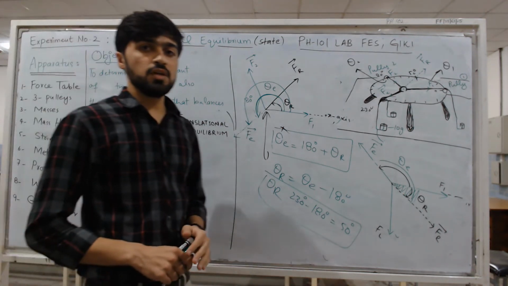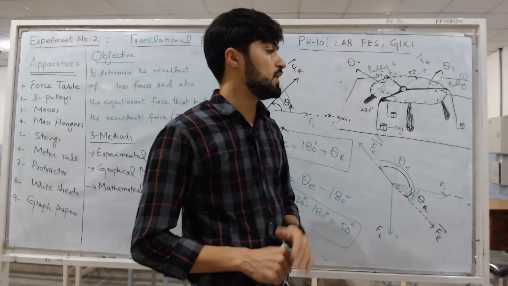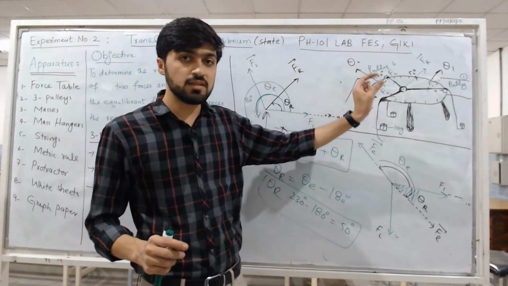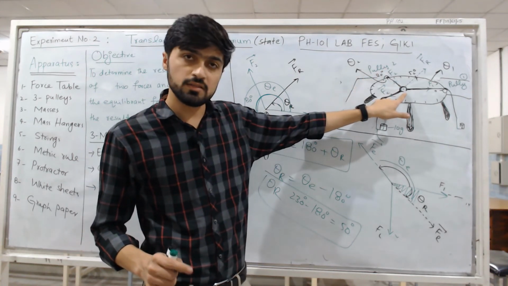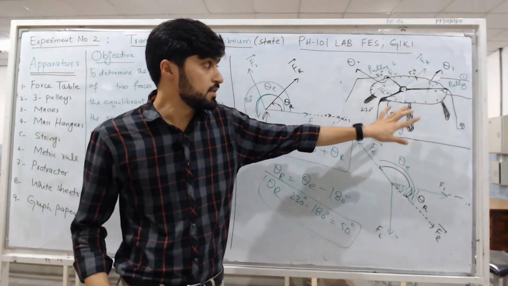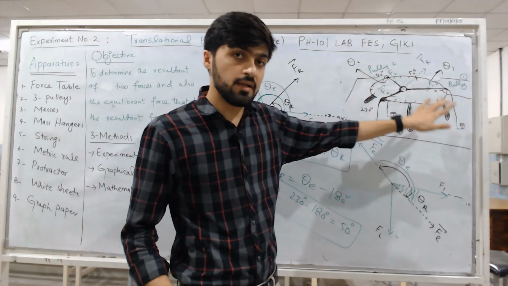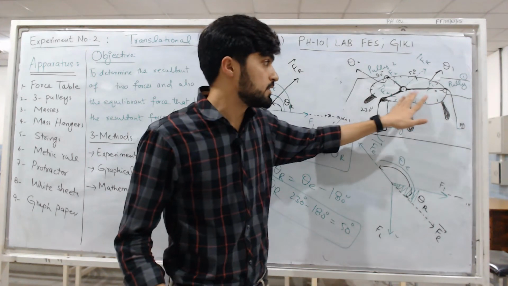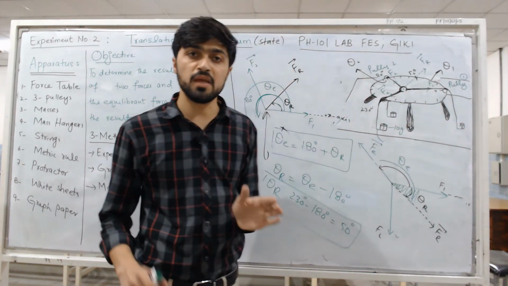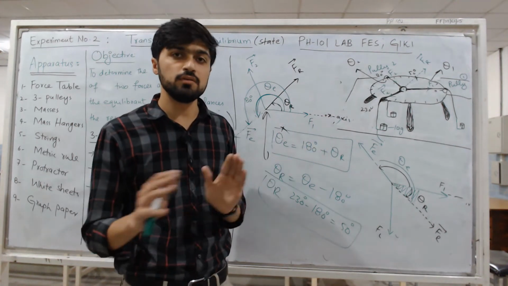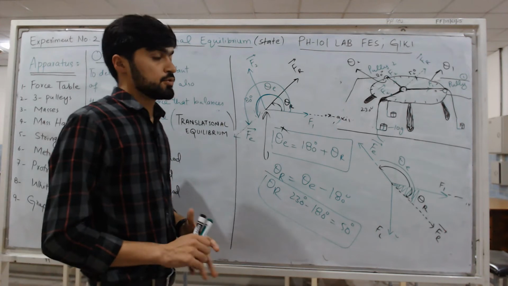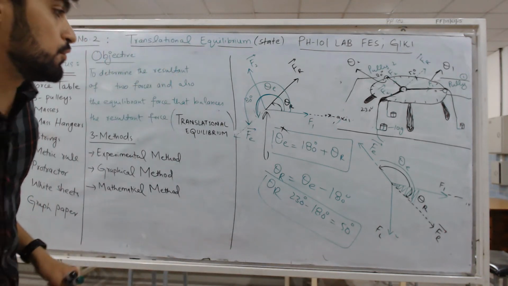We have first to achieve the translational equilibrium. The ring or the plastic glass should be at the center of this force table. Then we will adjust the pulleys. The pulleys are frictionless. We are using threads, and the threads are passing over the pulleys. Then we have mass hangers that are used to hold the masses. We will be demonstrating this in our experimental part. So this was about experiment number 2.